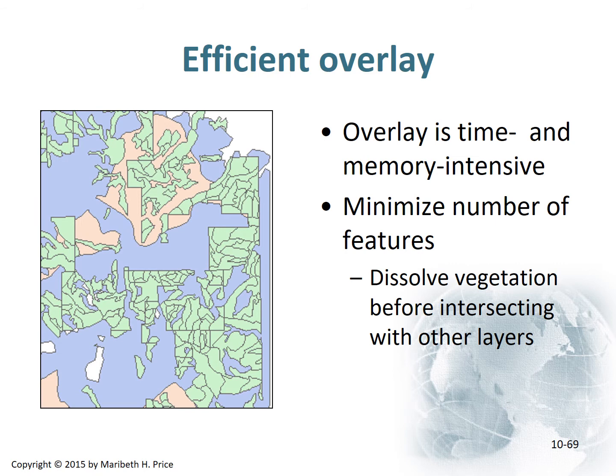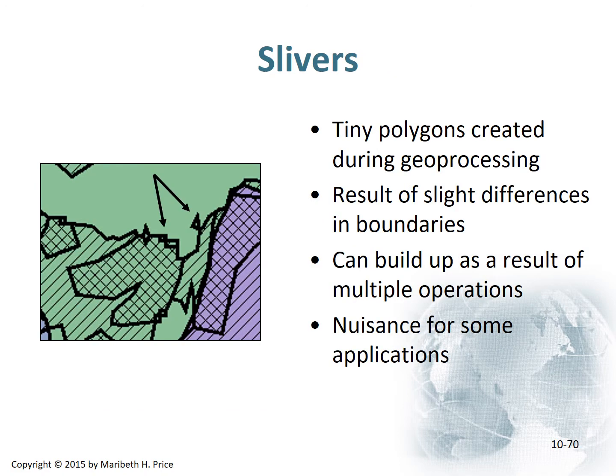Efficient overlay: when we look at our overlay process, it can be time and memory intensive, so we minimize the number of features by dissolving things before we intersect them with other layers. Slivers are those tiny pesky things that occur because boundaries create little polygon bits because things weren't quite coincidental, or any number of reasons. What you need to remember is they're tiny polygons created during geoprocessing. They're the result of slight differences in boundaries. They can build up because of multiple operations, and they are a nuisance.